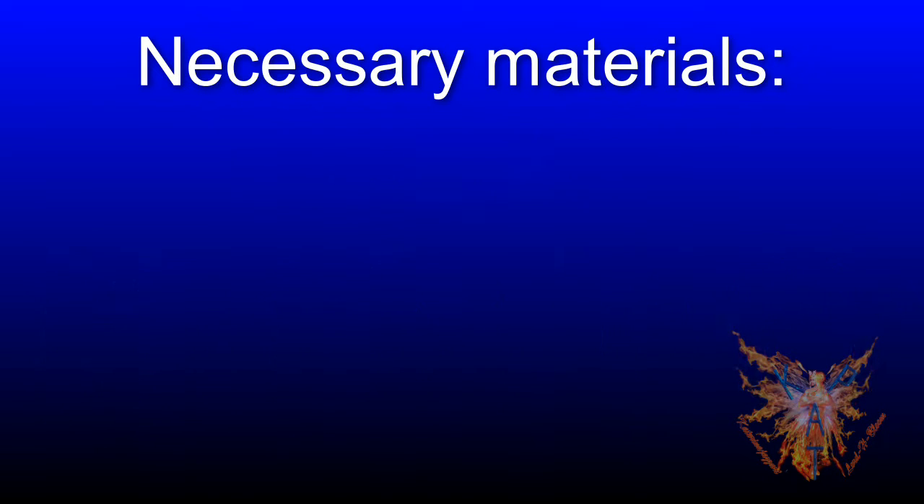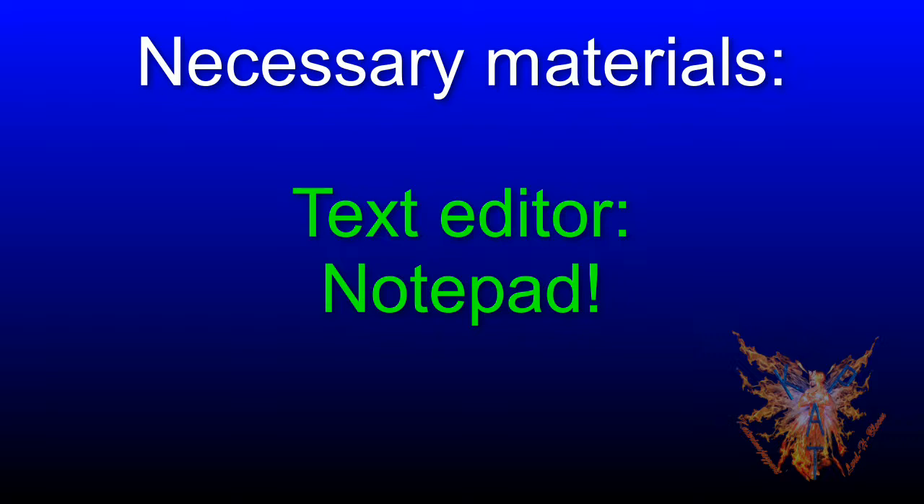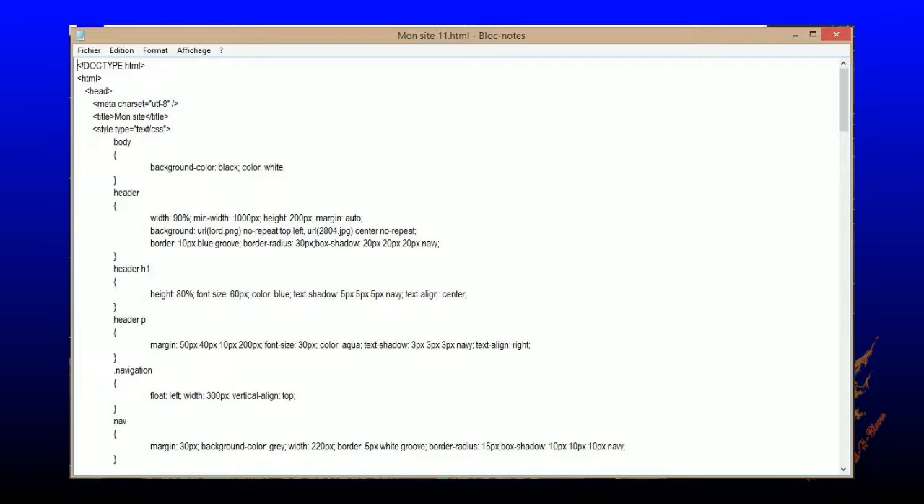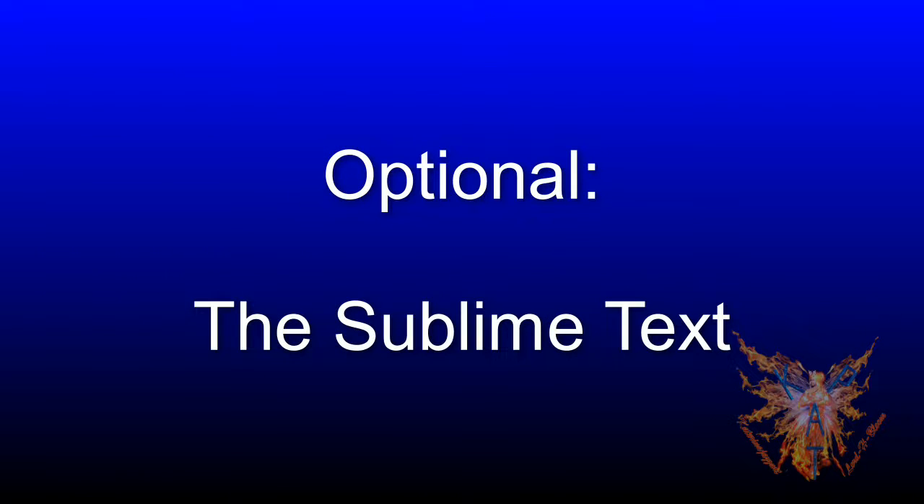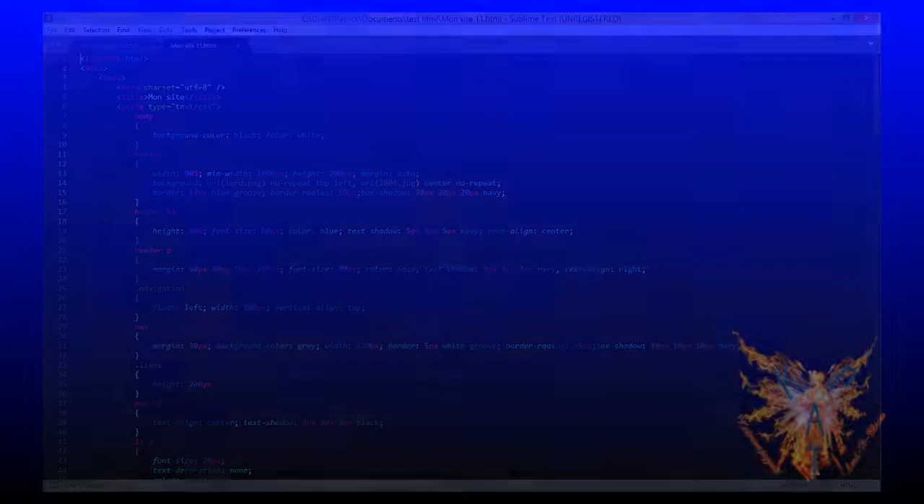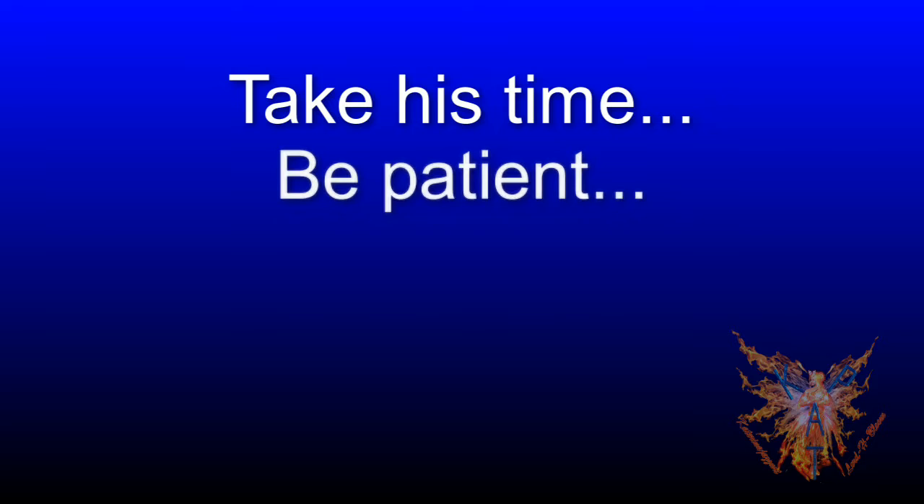To create the HTML and CSS code, the Windows built-in Notepad may be enough. Here is our code in the Notepad. Personally, I installed Sublime Text. It is free, and it allows you to better visualize your code. Here is the same code in Sublime Text. To create our first site, we won't need anything else. Only time, patience, and a bit of logic.